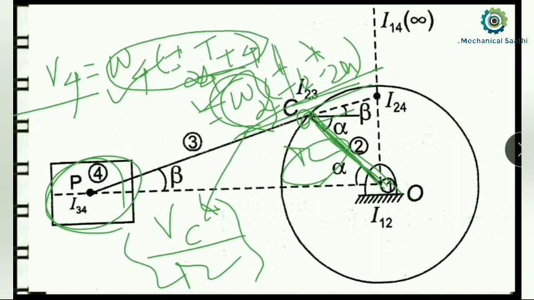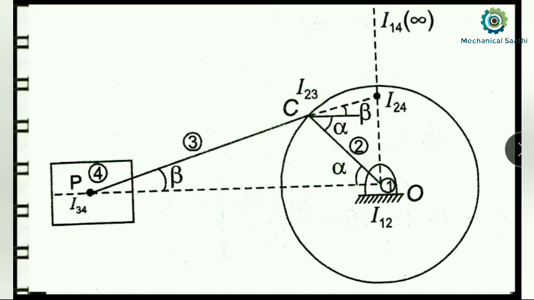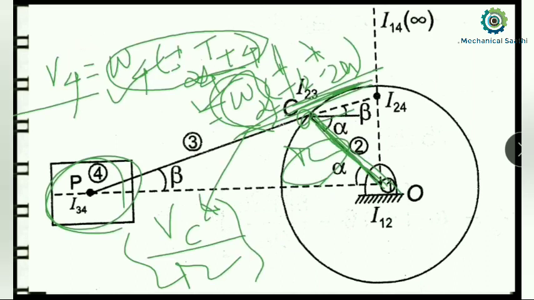And next we need to find out the distance between I12, that is the instantaneous center between 1 and 2, and the instantaneous center between 2 and 4. So for calculating this, first we need to locate the instantaneous center I24. So how can we locate that? We can use the rectangular method, that let this is the 1 2.